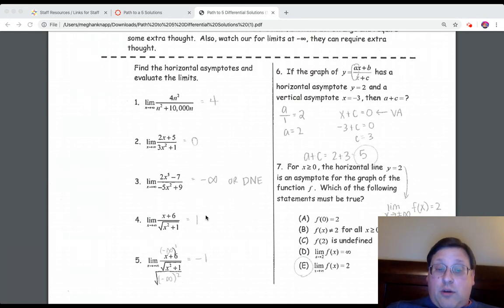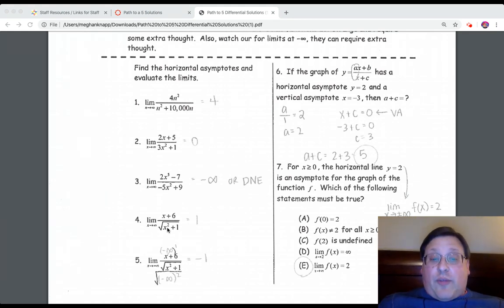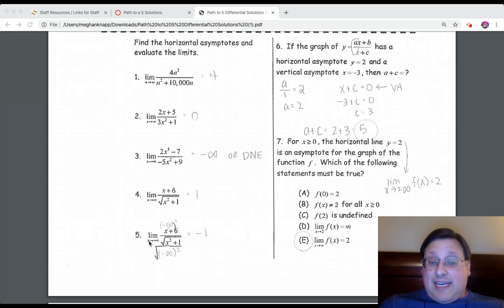Number 4, the square root of a square makes it kind of act like a linear function. So that's why this still counts as 1 over 1, my lead coefficients. And you kind of get the same thing going on with number 5. Although since this was as we approach negative infinity, things get a little bit funky because the top can go negative, but the bottom with the square root can't. So that's why we get -1 instead of +1.